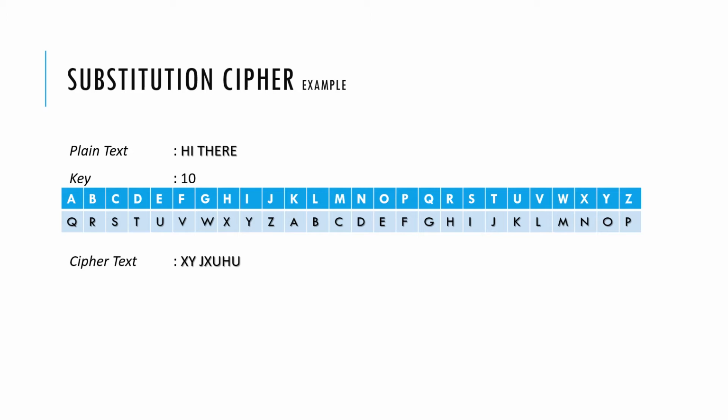Coming to the example of substitution cipher. In this example, we are converting the plaintext "Hi there." In this version of substitution cipher, we are rotating the character set by 10 positions to the right. As you can see, we are encoding A as Q, B as R, C as S, D as T, and so on. So essentially, we are converting the H to X, I to Y, and similarly, we convert "there" into J, X, U, H, U.